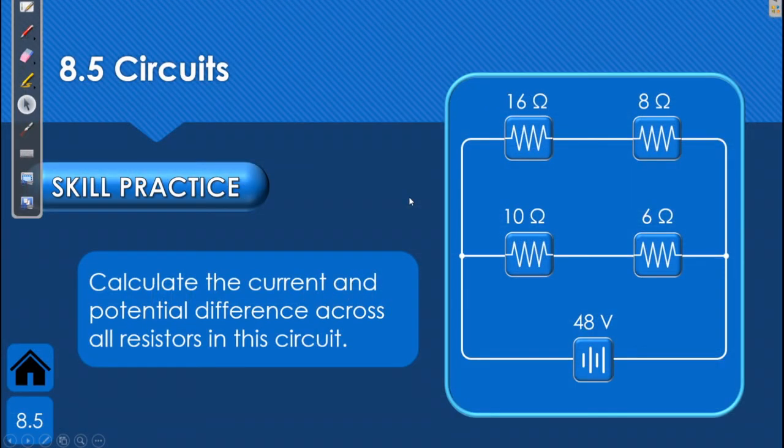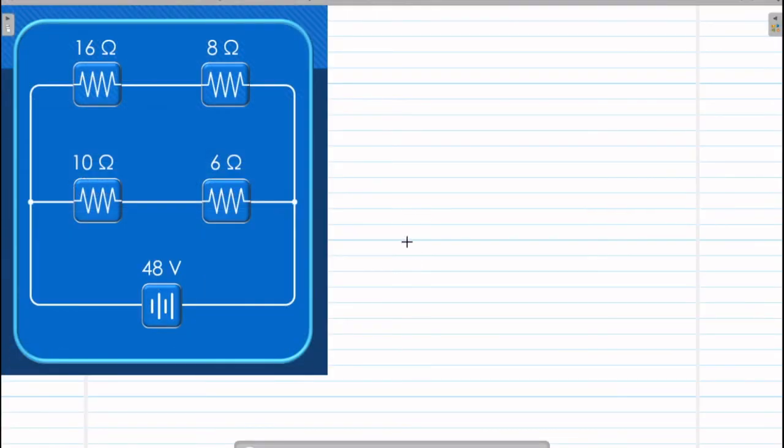Let's take a look at one more skill practice question. This circuit has elements of both series and parallel circuits, so let's see what we can do with it. As always, I'll start by labeling the resistors. So we'll call this one resistor A, resistor B, resistor C, and resistor D. Just makes things easier to refer to them later.